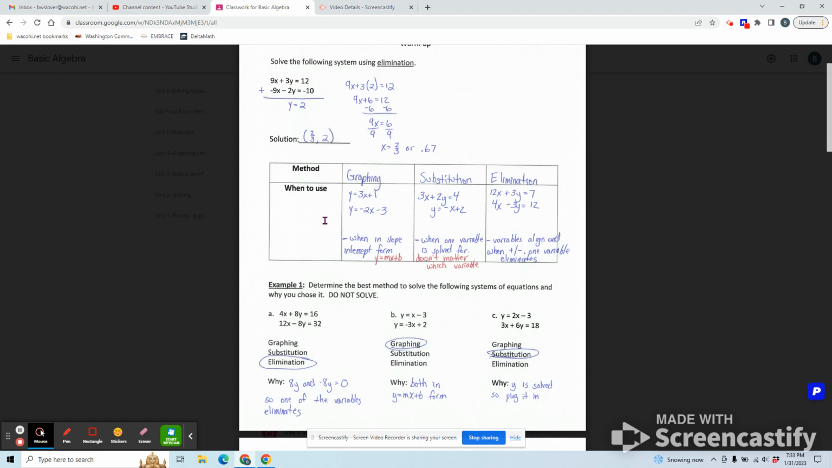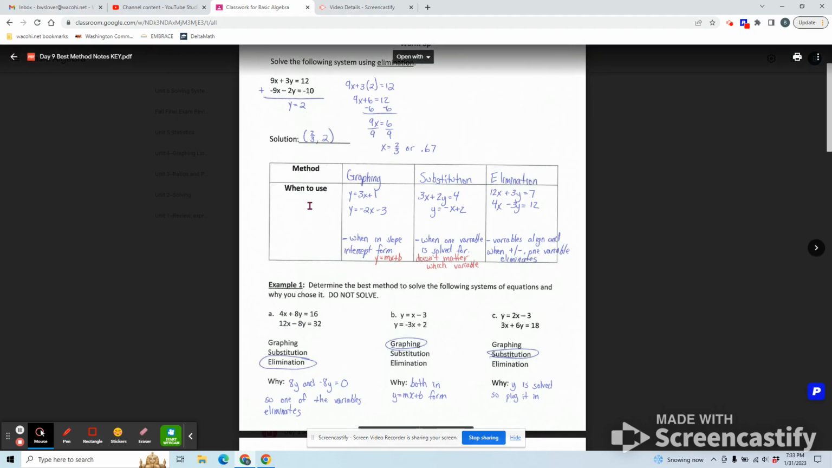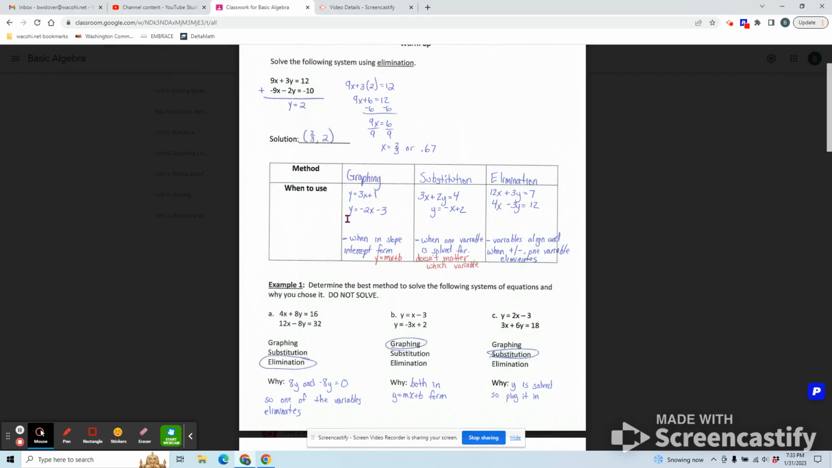In order to pick the best method, we need to remember what three options we have for solving. One of the methods was graphing, one was substitution, and one was elimination. So when is it best to use those three? Well, it's best to use graphing when your equations are in slope-intercept form, which is the y equals mx plus b form. So y equals 3x plus 1 and y equals negative 2x minus 3. That's just an example, but you're looking for the y equals mx plus b form. That is the best way you can do it when you are graphing.